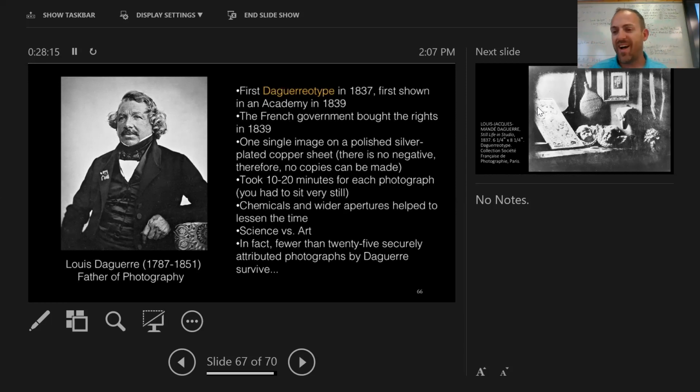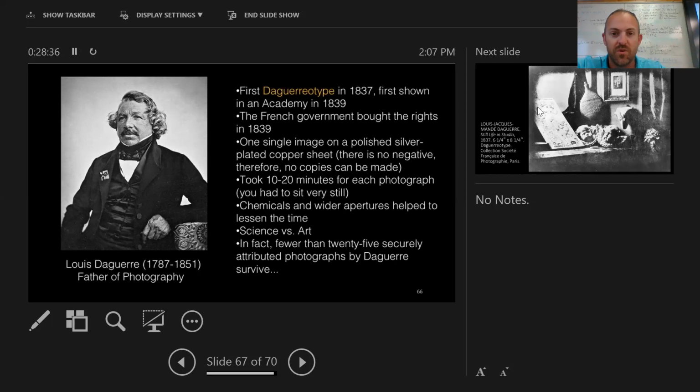People looked at it as more science. This is a technology. This is not art. This is scientific technology that you're creating. And he's like, no, this is an art form. So he fought for this to be considered an art, but it was a tough fight for him. The French government is going to buy the rights to photography. They definitely saw the use in it, especially for military purposes.